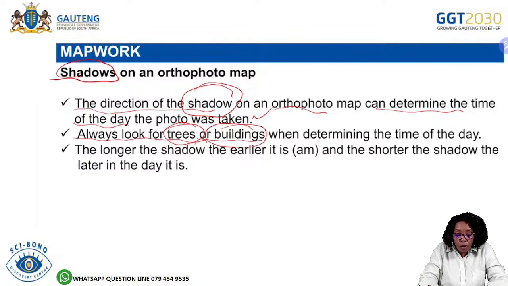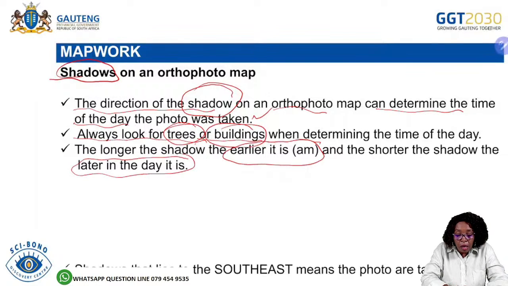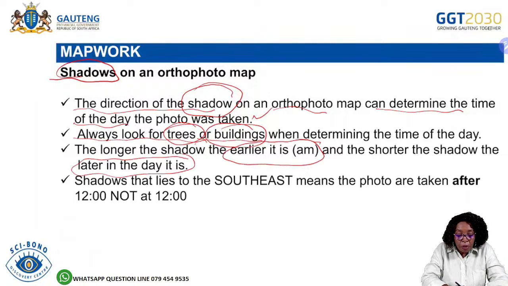The longer the shadow, the earlier it is. So it means that photo was taken early in the AMs. And then the shorter the shadow, then it means the photo was taken in the later hours of the day. Shadows that lie to the southeast means the photo was taken after 12 midday.